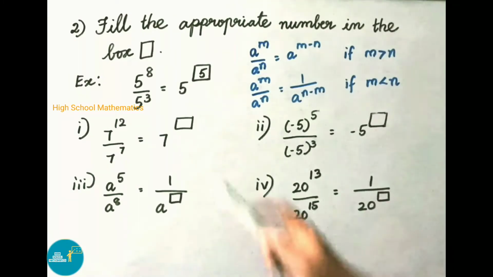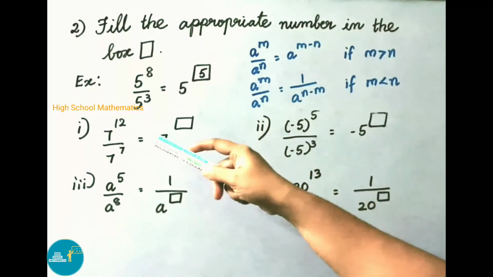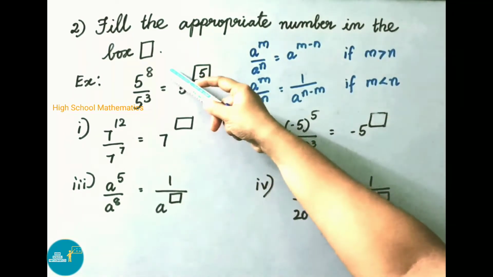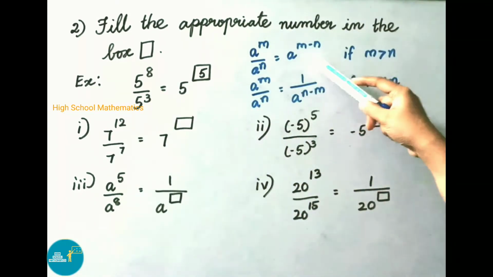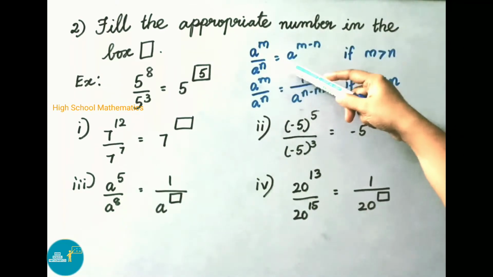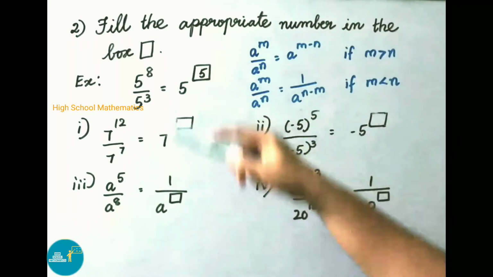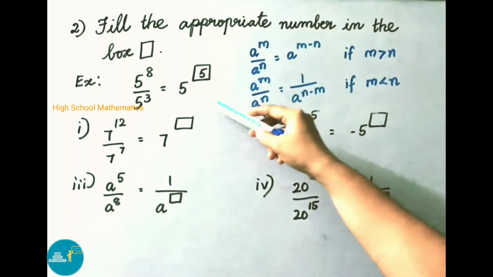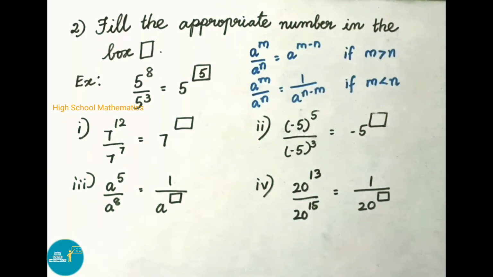Now the second question. Fill in the appropriate number in the box. See the example 5 power 8 by 5 power 3. Here the m value 8 is greater than the n value 3. So we take the formula a power m by a power n is equal to a power m minus n. So we do 5 power 8 minus 3, which gives 5. So 5 power 5 is the answer, and in the box we write 5. In the same way we solve the remaining 4 sums.